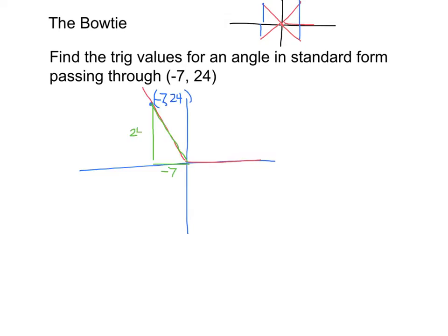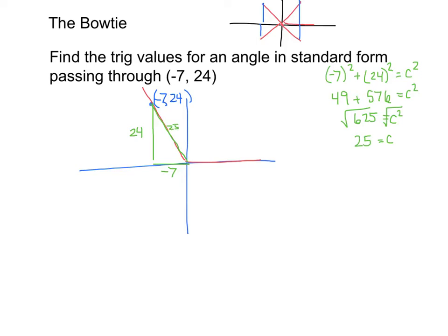This side of the triangle is 24. So, I need to know the third side of the triangle if I want to hope to find all the possible trig function values. So I'm going to do the Pythagorean theorem. Negative 7 squared plus 24 squared equals c squared. So that's 49 plus 576 equals c squared. That gives me 625 equals c squared. So c equals, when I take the square root, 25. So that gives me the hypotenuse.